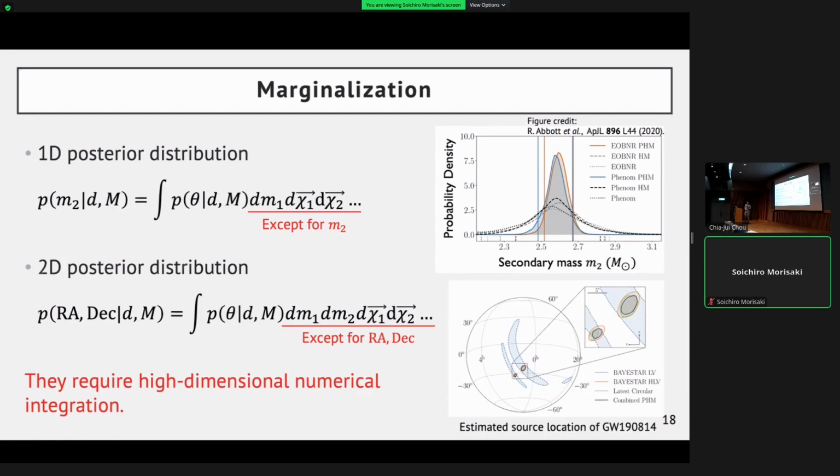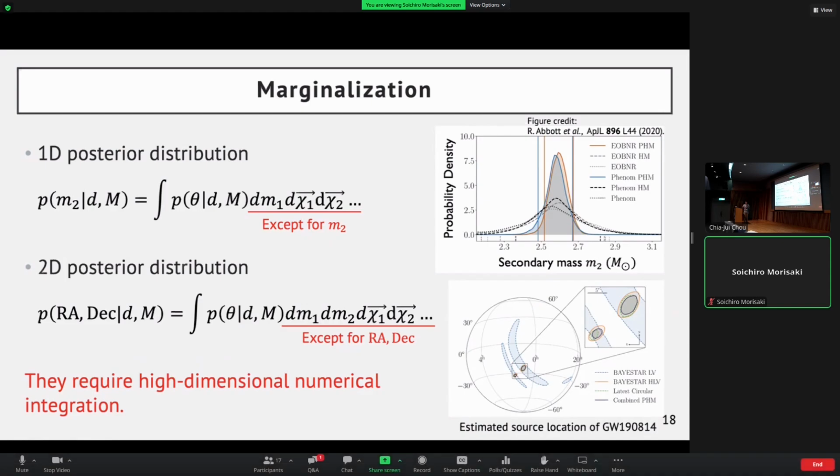Now we can compute the probability density function. That Bayesian posterior probability density function is a probability density of many parameters, at least 15 parameters, as I explained in the previous slide. So it is still difficult to extract astrophysical information from that high dimensional probability function. What we need to do is to integrate this probability density function over the parameters we are not interested in to obtain the low-dimensional probability distribution of the parameters we are interested in. For example, if we are interested in the secondary mass, then we integrate the probability distribution over the other parameters to obtain this one-dimensional probability distribution.